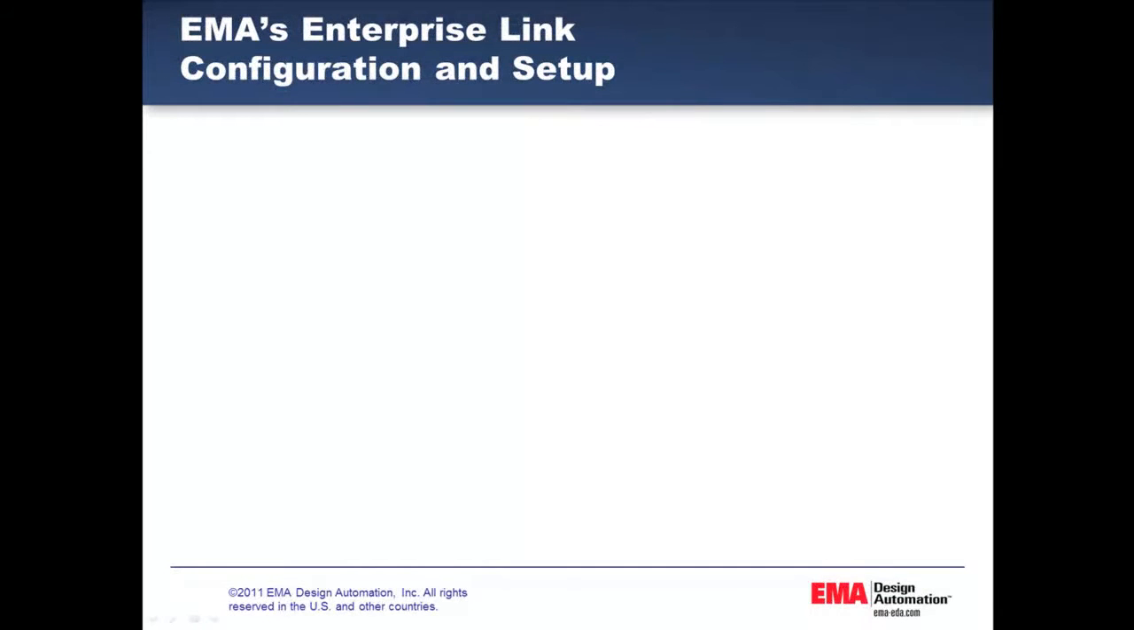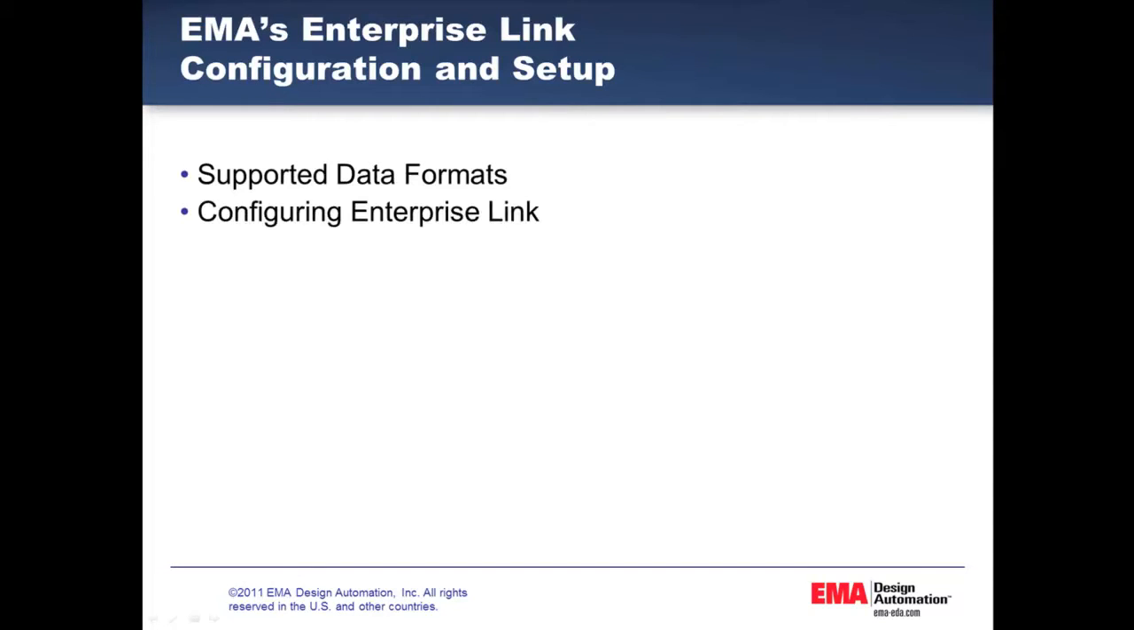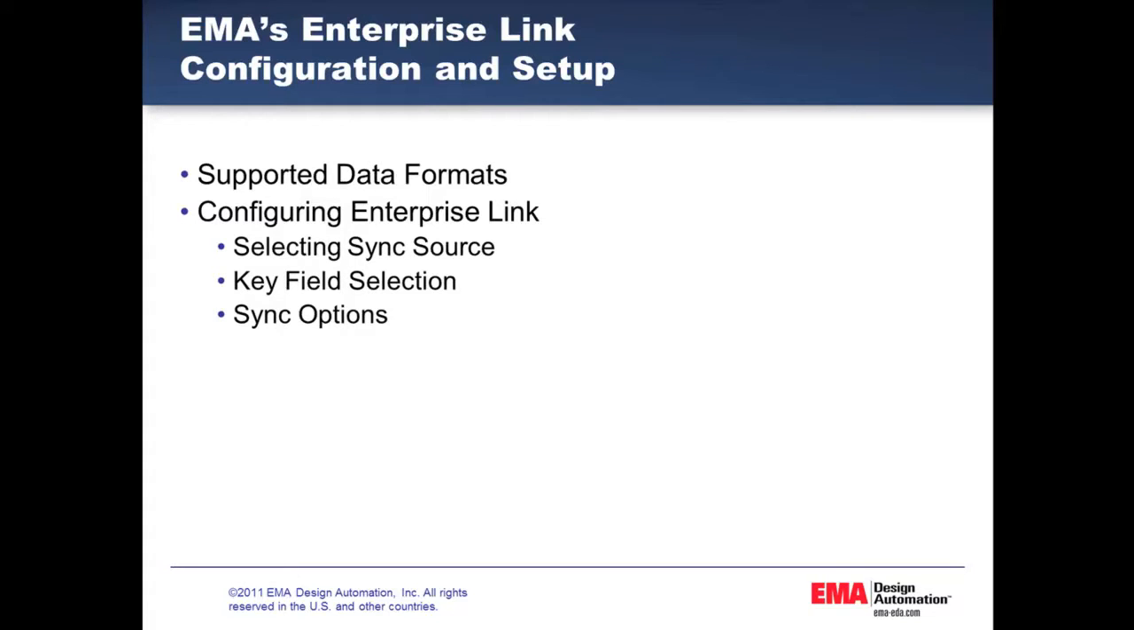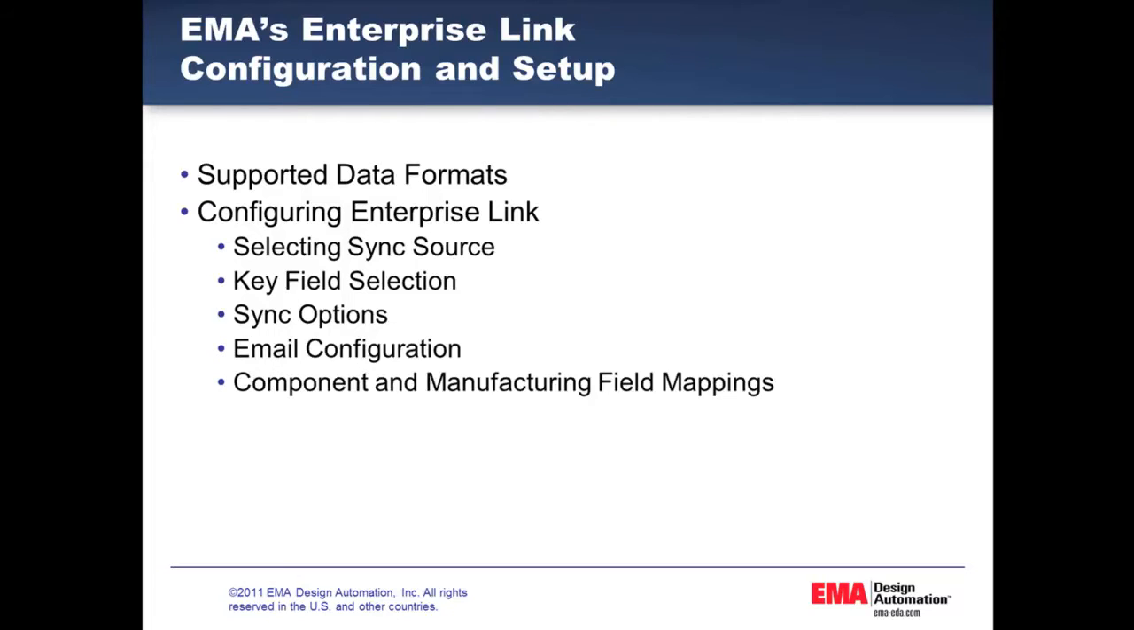In this section, we will look at the configuration and setup of the Enterprise Link. We will discuss supported data formats and setup of the utility, which includes selecting the sync source, key field selection, syncing options, email configuration, component and manufacturing field mappings.